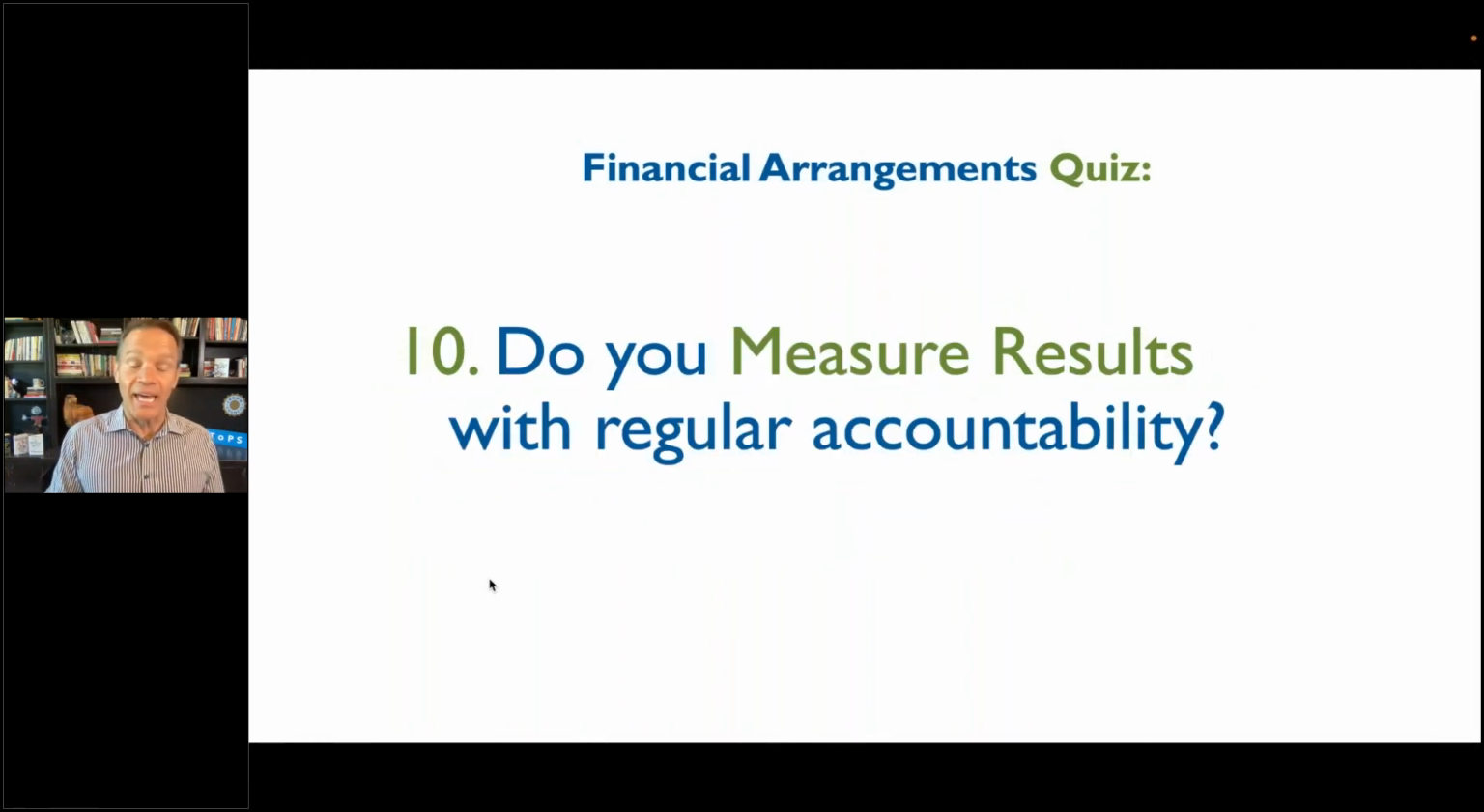And number 10, do you measure results with regular accountability, right? So do you keep track of your hits and runs, using a baseball analogy, or things that maybe didn't work out so well? So you measure your results so you know that you're being successful. So those are 10 marks of great financial arrangements.